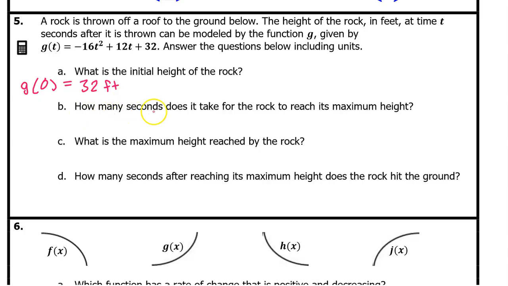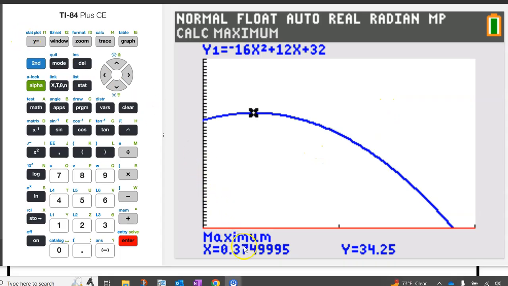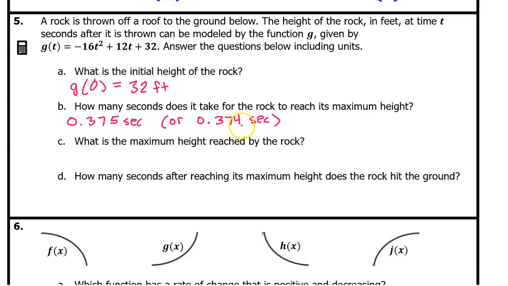Part B is asking how many seconds does it take for the rock to reach its maximum height, so it's the time that we want. In AP Precalculus, you need at least 3 decimal place accuracy, and you are allowed to either truncate or round. That means you can either cut off your answer and write 0.374 seconds, or you can round and put 0.375 seconds. So that's it for part B.